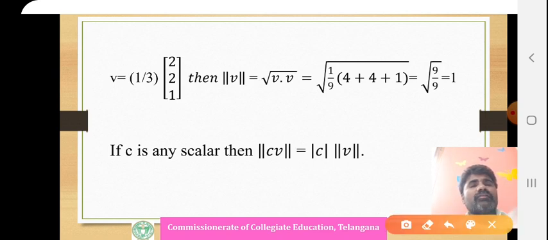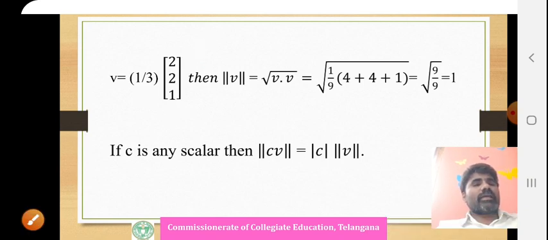Here also we can apply that formula. Norm of cv equals 1 by 3 into norm of v, and the norm of v is 3. So 3 into 3 cancel, and it will be 1. Like that we can apply here also: norm of cv equals mod c into norm v.